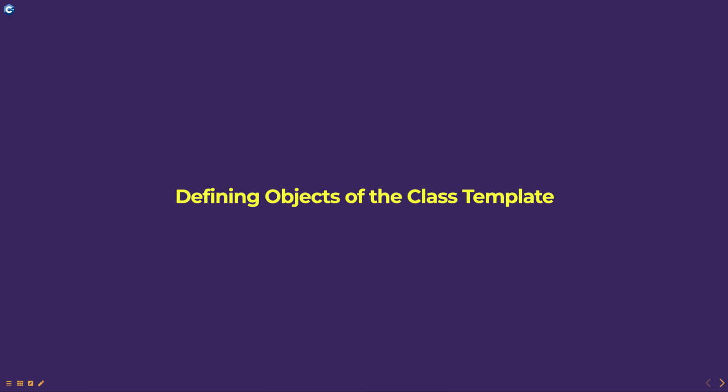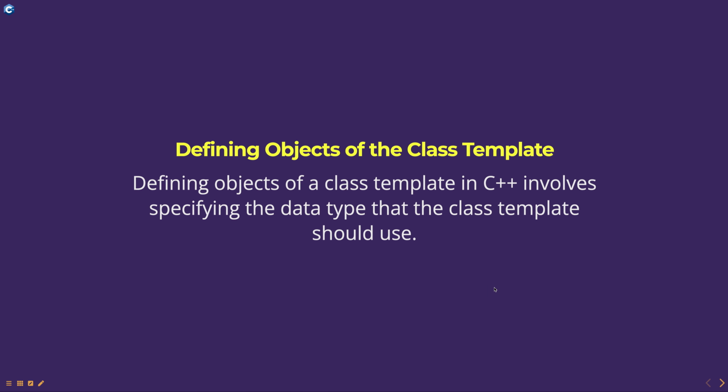Hello everyone. Today we are going to talk about defining objects of the class template, part of the programming in C++ course. Defining objects of a class template in C++ involves specifying the data type that the class template should use. This is done by using angle brackets and placing the data type within the brackets.